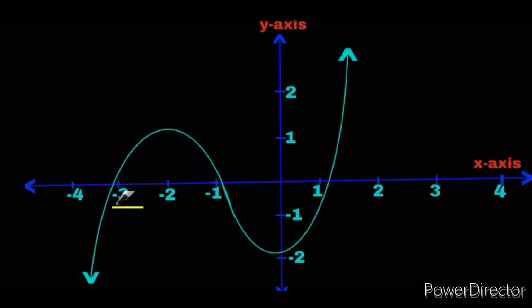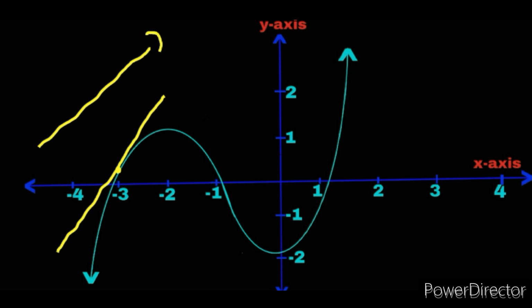If we draw a tangent right at this point, x is equal to -3, a tangent is a line that touches the graph once, so it's going to look something like this. This is the tangent at x is equal to -3. This gradient is positive because the graph is increasing from left to right. If you follow the graph with your finger moving from left to right, your finger is going up, so you know the graph is increasing.